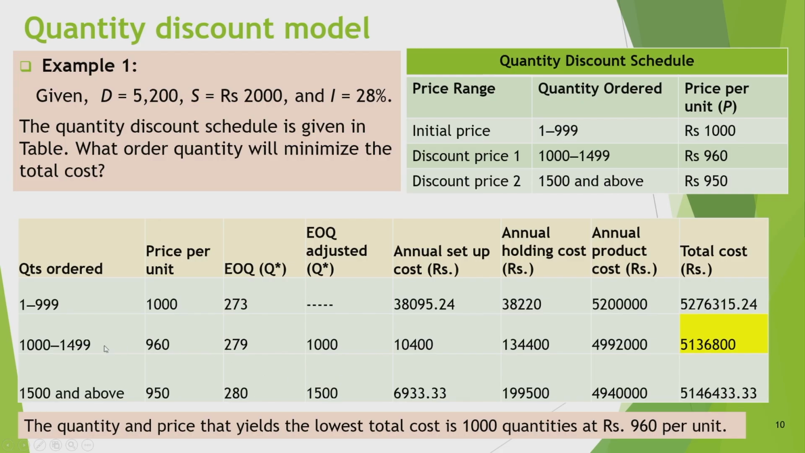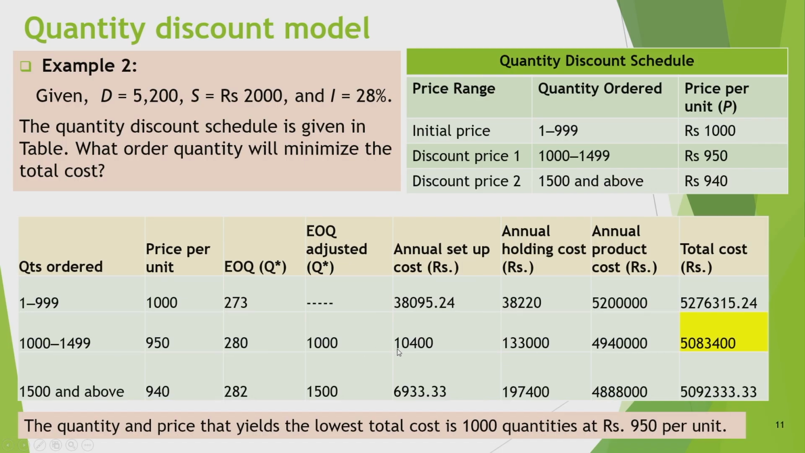Out of that we find that in the slab 1000 to 1499 I am getting the minimum cost. So the quantity and price that yields the lowest total cost is 1000 quantities at rupees 960 per unit. That means it is better that I should take the discount. Of course, economic order quantity wise I cannot take it, because if I take 279 units, then naturally I will not get the discount. So it is better to take the discount at 1000 and say that yes, it is okay. Now let us see example 2.